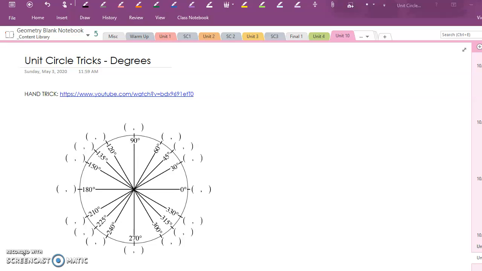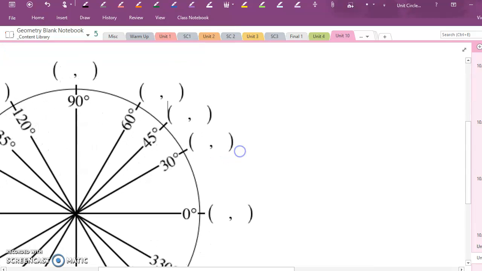So when we're taking a look at our left hand, our pinky is 0 degrees, our thumb is 90 degrees. And then going up from your pinky, we have 30, 45, and 60 as the three fingers in between your pinky and your thumb. 30, 45, and 60 are our reference degrees. So based on these 3 degrees, we can get the rest of the unit circle.